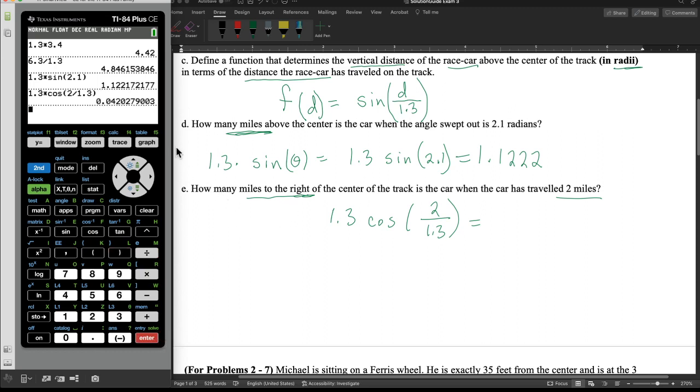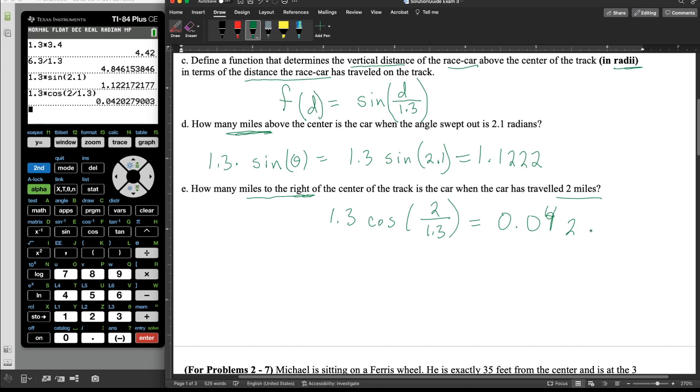And there we are, not even a mile, not too far, haven't really gone. And again, this is how many miles to the right of the center of the track. Well, think of it, it's traveled 2 miles. And you could draw the picture if you needed to, but it's probably close. See, it's positive, right? So it's just a little bit to the right. Oops, that's a 4, not a 9.